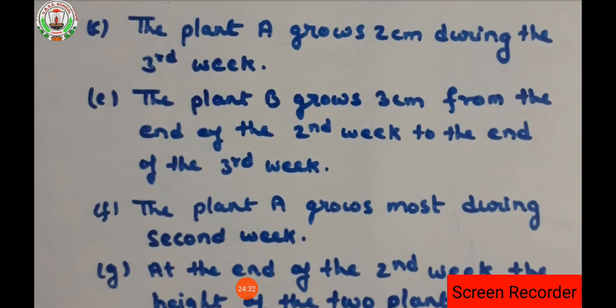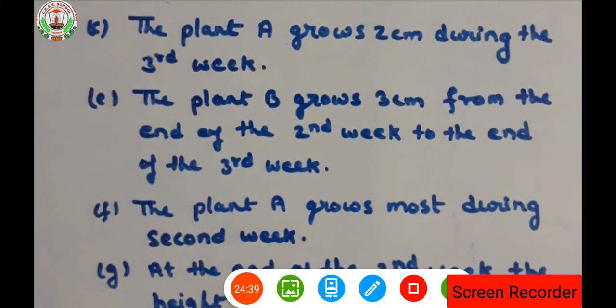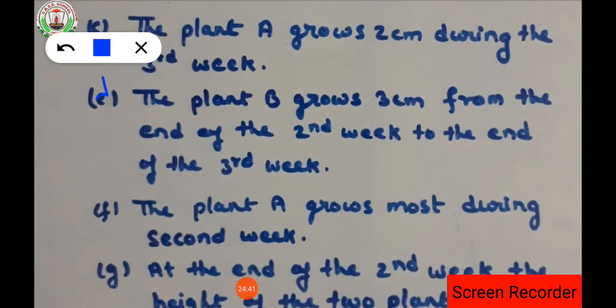Clear everyone? In the same way, what is asked in the next part? This one is the D part. Okay, here it is mentioned D. Now in the D part of the question it is asked how much plant B grew from the height of the second week to the end of the third week. So again you have to do subtraction.